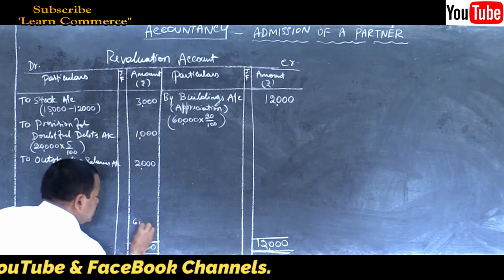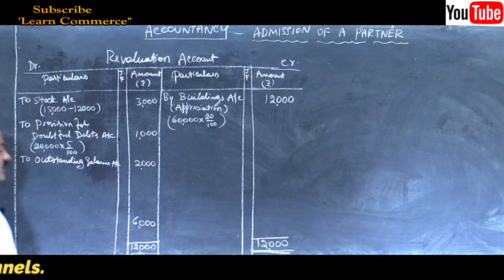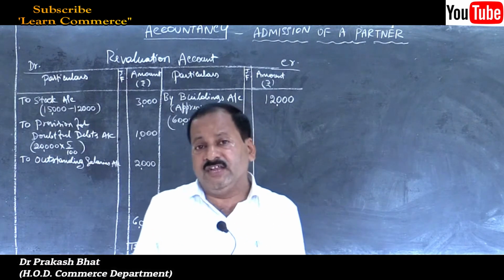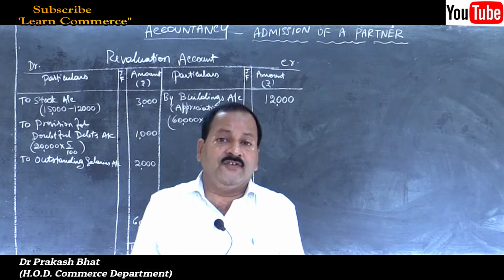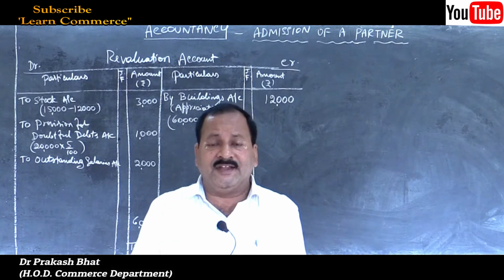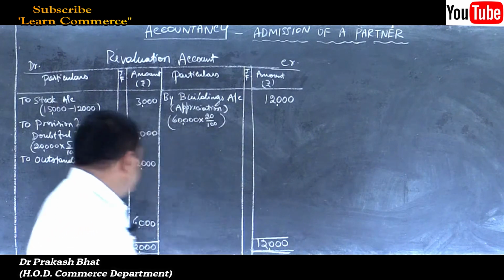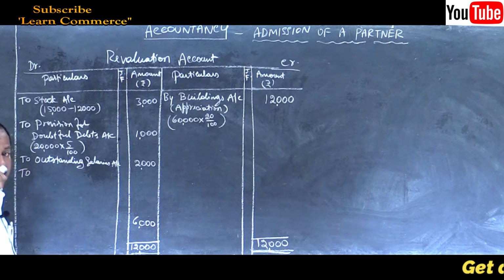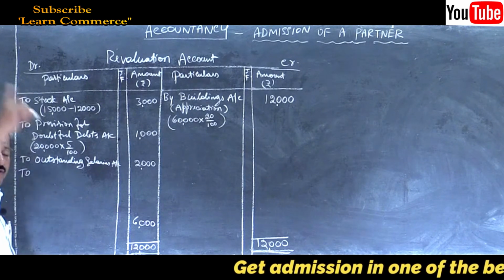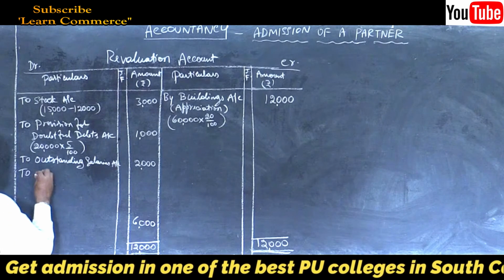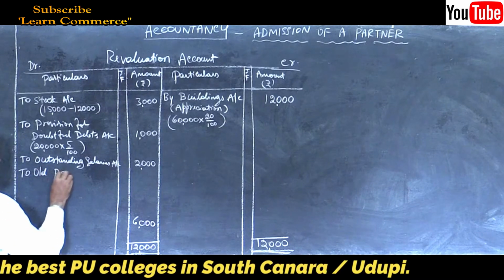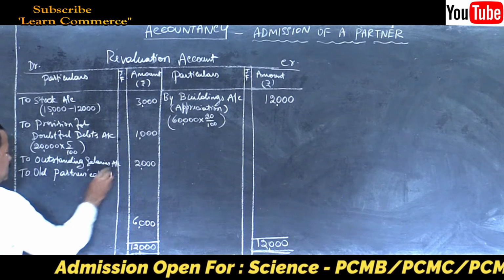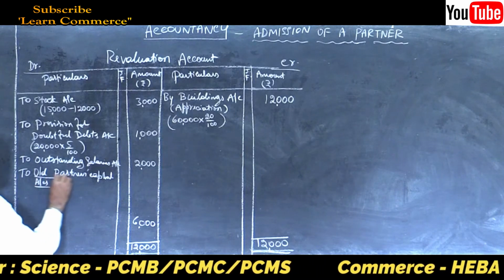6,000 right here. This should be distributed among old partners in their old profit sharing ratio. Remember, old profit sharing ratio, and the new partner will not get any share in this. So, to old partners capital account. While writing here, if you write partners capital account, they may deduct 1 mark. You must write to old partners capital account.